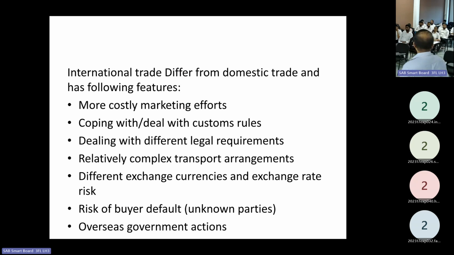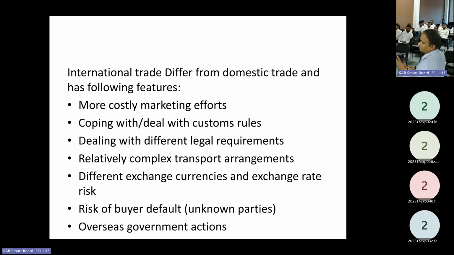And government policies and actions also have an impact. We don't know what will happen, like if we talk about a war situation. If there is a war, the situation changes suddenly. Because of this government action, trade is also affected as a result of that.